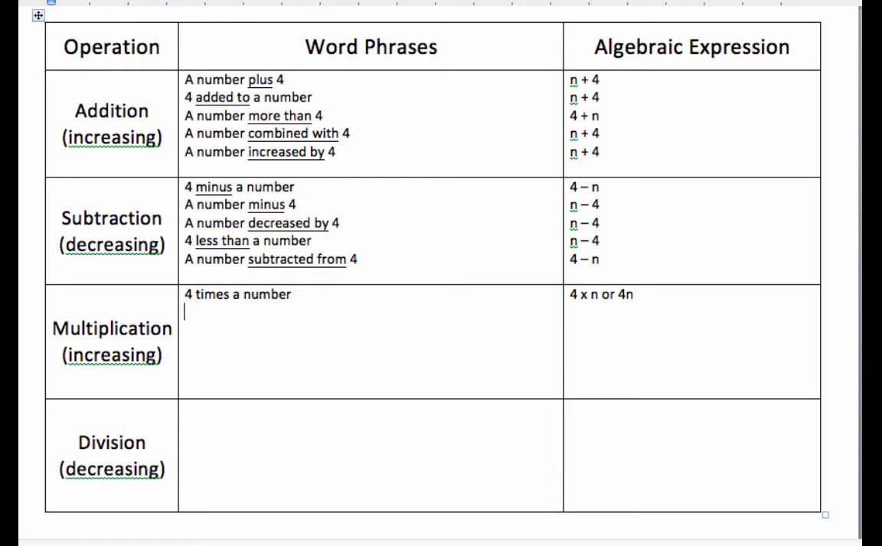The next one, the product of 4 and a number. Remember, we just talked about this week how product is the answer to a multiplication problem. So if they're asking you for the product, they want you to multiply 4 and another number together. And we're just going to write that again as 4n.